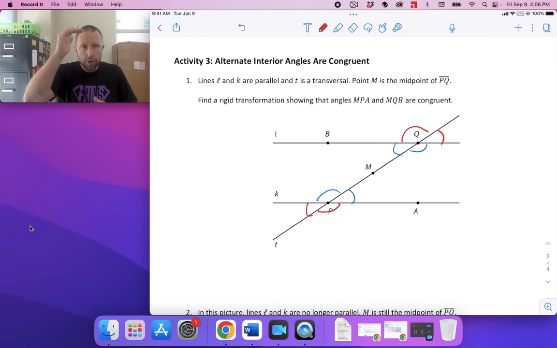So the blue, those are inside. We use that word interior in math. The red are outside. We use the word exterior in math. So I've got alternate interior angles. So let's erase the exterior ones. Don't need them. I've got alternate interior angles. Alternate meaning they're on opposite sides of the transversal and at opposite intersections.